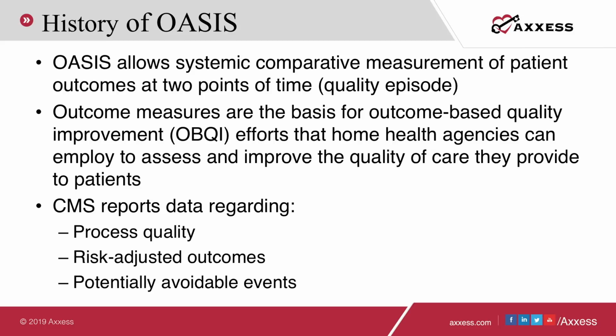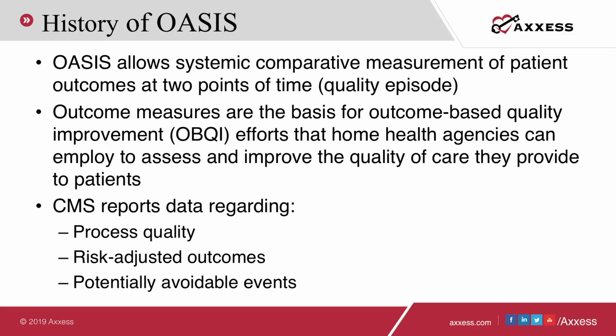And that's really important to know as we go forward because of the different items and what you're supposed to ask and when you're supposed to review with the timelines that we're going to get into in part 2 of the series. But anyway, outcome measures, which is what we're striving for with the Oasis. The outcome measures are the basis for outcome-based quality improvement, or OBQI, efforts that the home health agencies can employ to assess and improve the quality of care that they provide to patients.